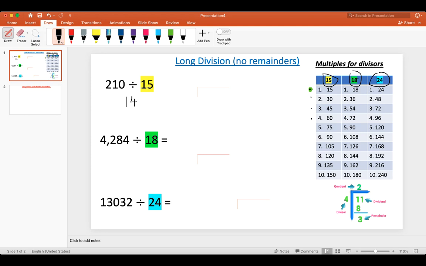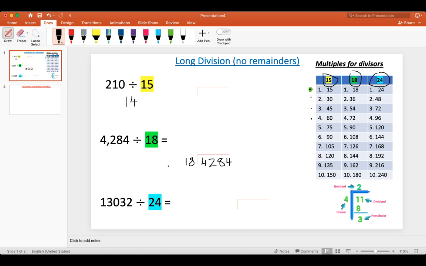So your multiples of 18 are all listed here. So again, it makes it all nice and easy to calculate. So we're going to pop our numbers now in the correct place. So our dividend, 4,284, is going to go inside, and our divisor is going to go on the outside.